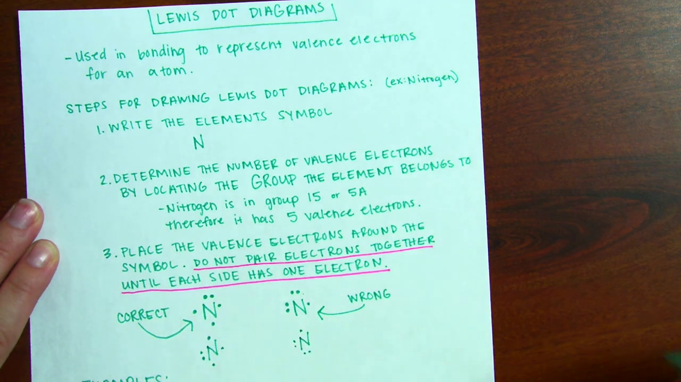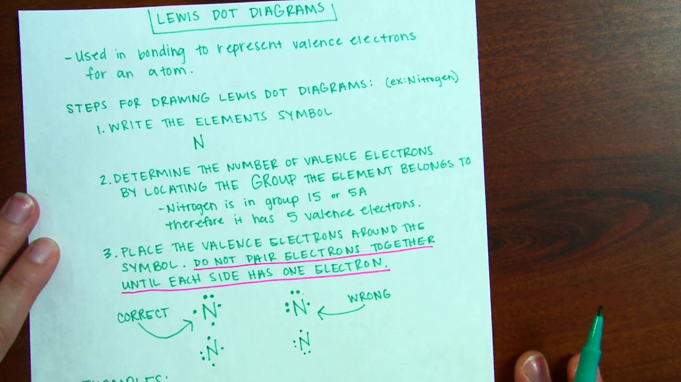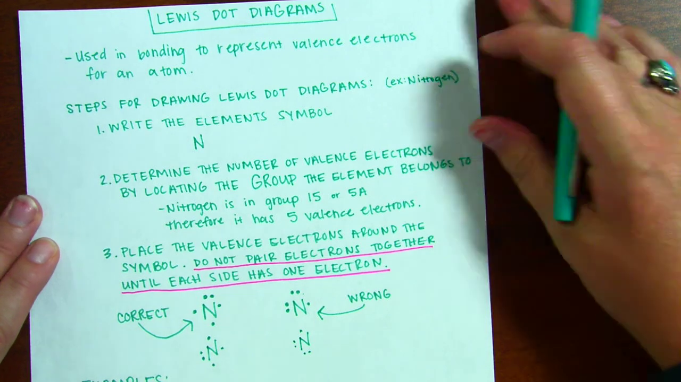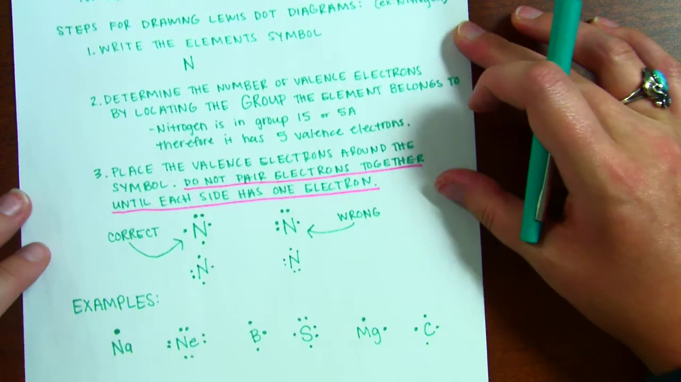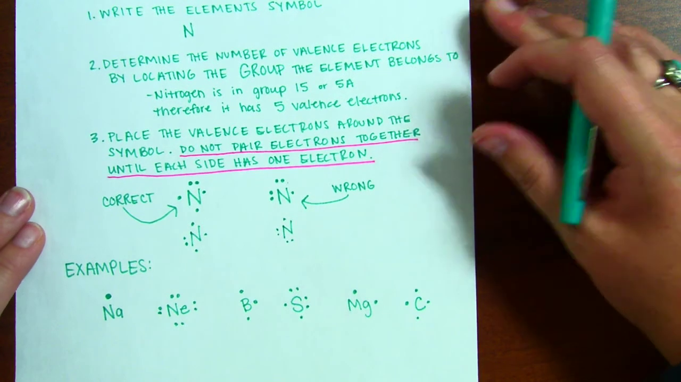Another correct version of our Lewis dot diagram for nitrogen would be this. We have our 5 valence electrons around our symbol for nitrogen. Each side of nitrogen has a valence electron before we started pairing them together. So there are right and wrong ways to draw those diagrams. Down below, I have a few more examples for you.